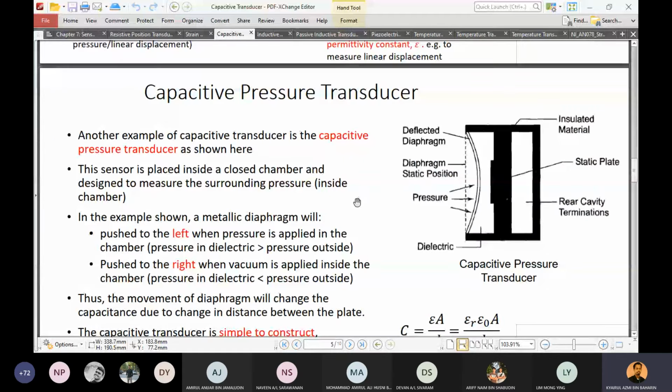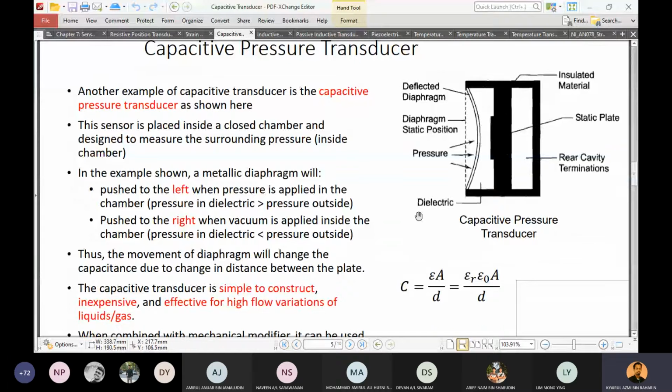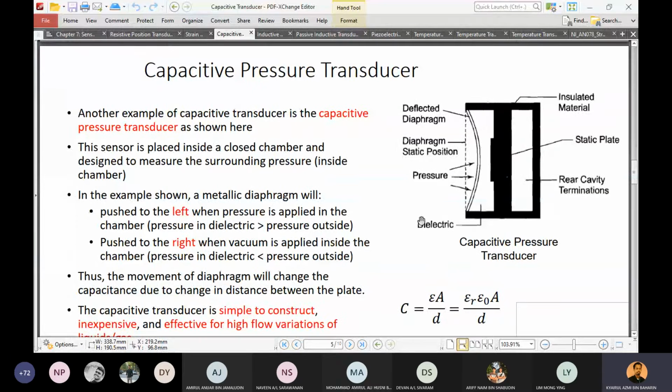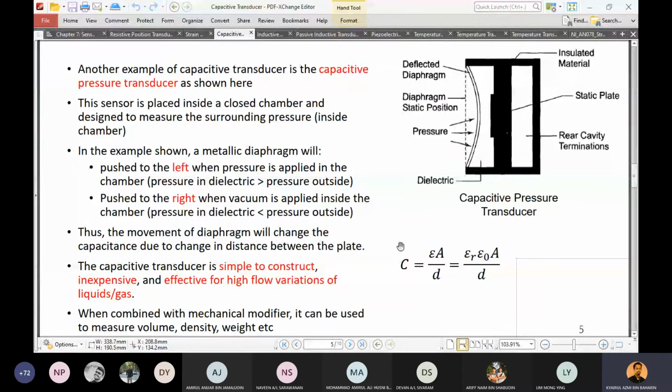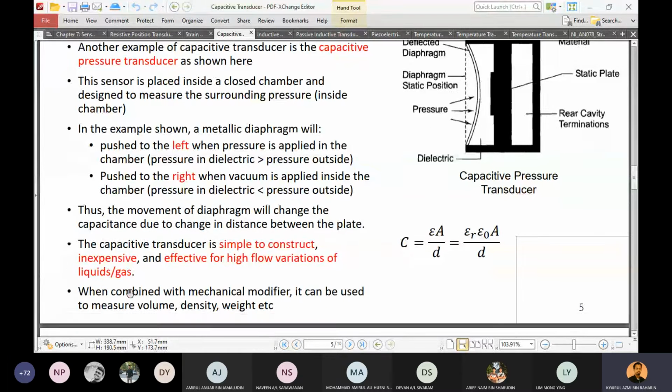Another method is the capacitive transducer, the pressure transducer. We can use it to measure, for example, the pressure in a room or in a chamber. These are simple examples. The capacitive transducer is favorable because it's simple to construct, quite cheap, and effective for high flow variations of liquid and gas.